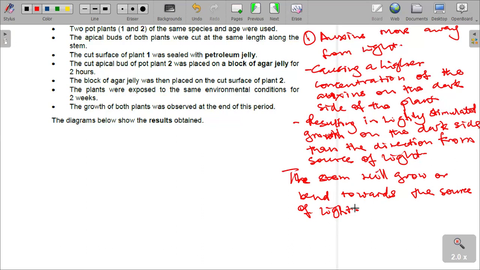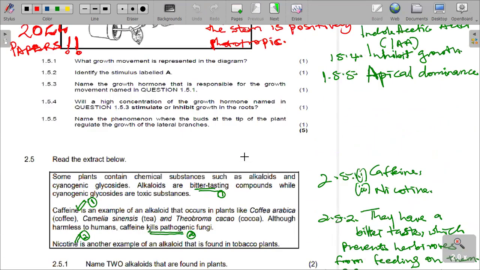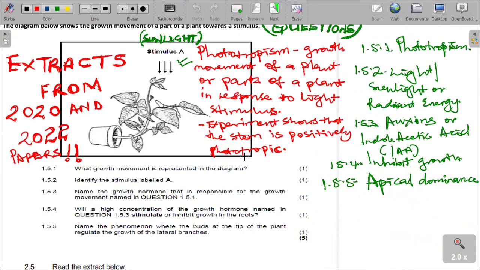I'm sure that you remember this. This is what we have just been answering above, where you saw this plant lying horizontally on the ground, but it moved. It actually bent towards the source of light because the plant is being stimulated to grow upward in response to light.